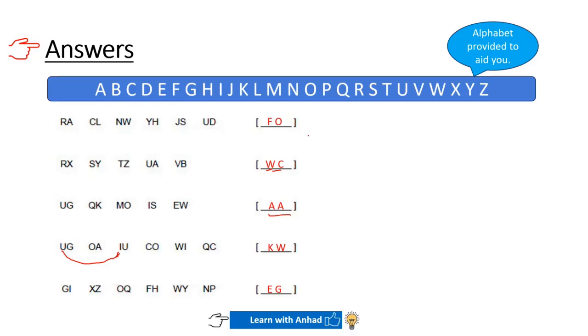Wait, what? Okay. This one is a weird one. So yeah, they're saying U to I and then I to W.